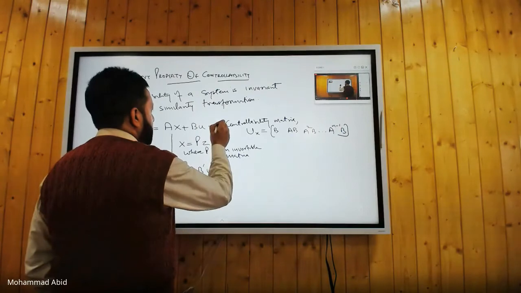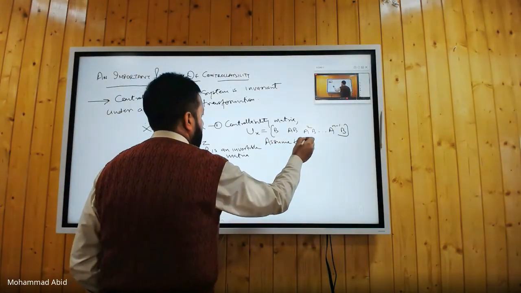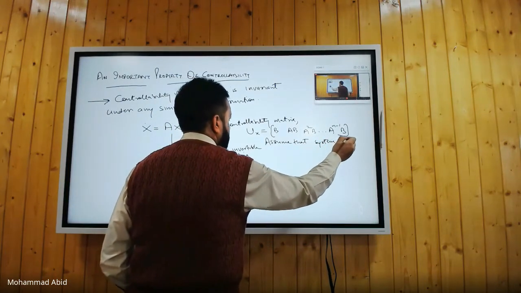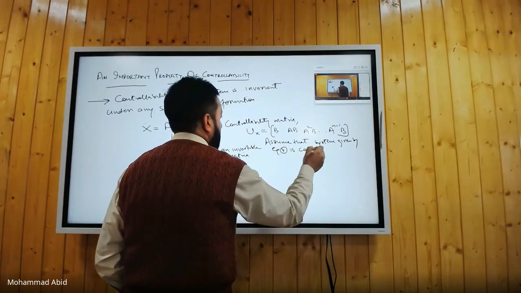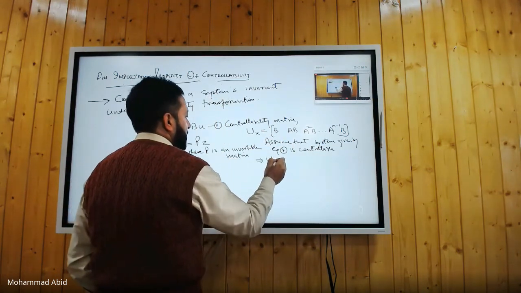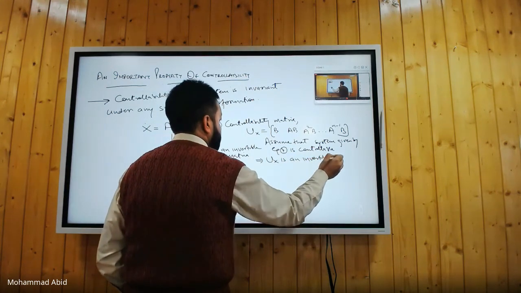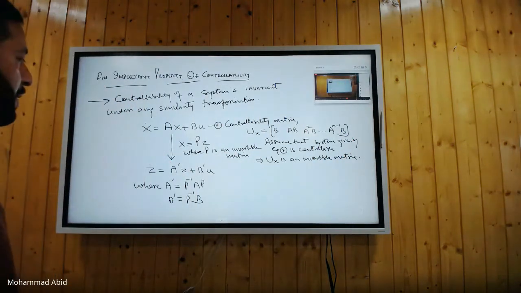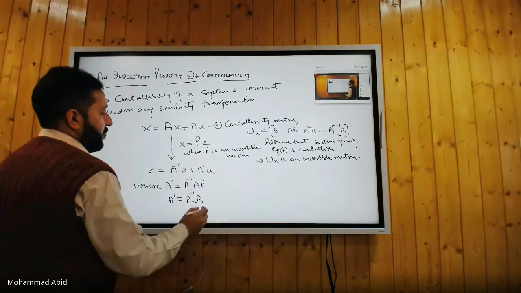So assume that the system given by equation 1 is controllable. What does that mean? Which implies UX is an invertible matrix, isn't it? Now it will be the controllability matrix for this transformed system.